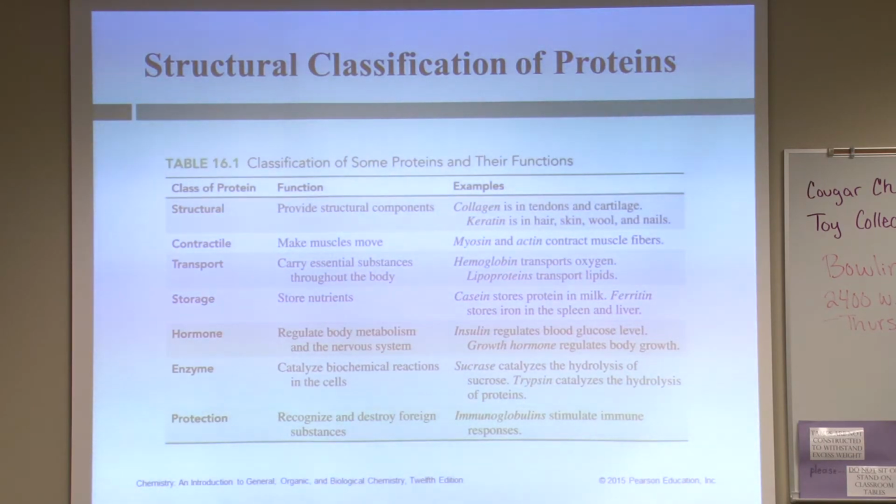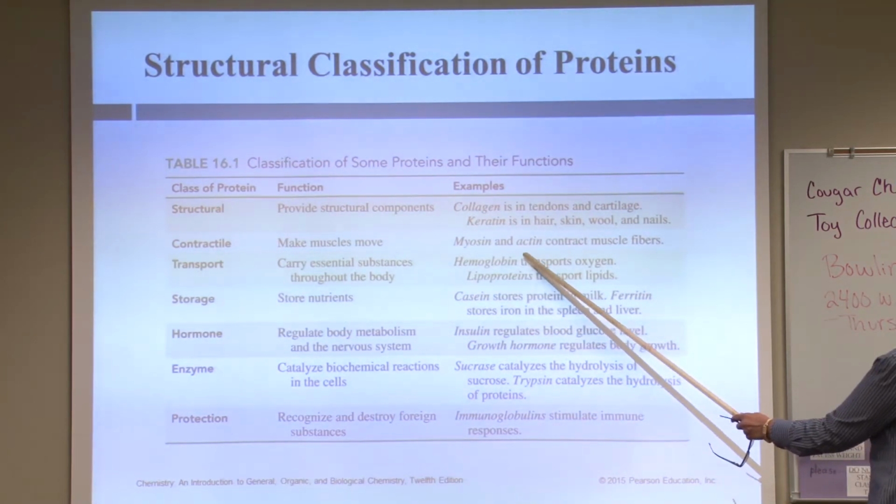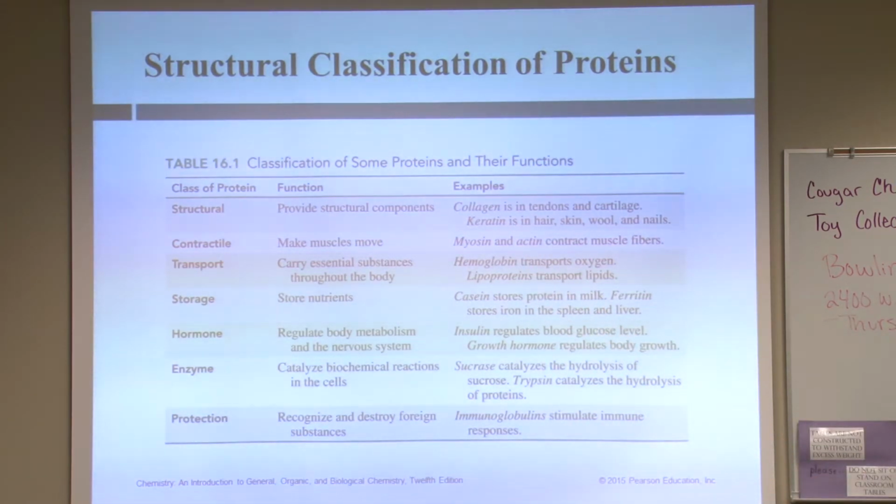They make muscles move. These are the proteins myosin and actin, which help contract the muscles to move them. And there are structural proteins, like we talked about the horns: keratin in hair, skin, wool, and nails, and collagen in tendons and cartilages. So we see proteins at various locations doing various functions, and all these characteristics and functions are based on the sequence of the amino acids that build up the protein.